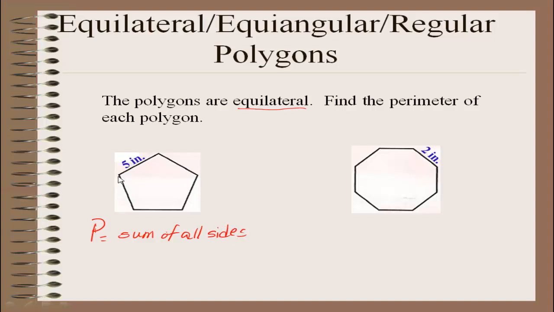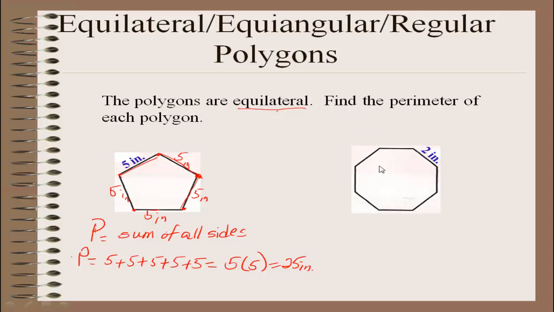Okay, so if this side is 5 inches from here to here, and I know it's equilateral, that means it's 5 inches from here to here, and from here to here it's 5, and so on. So each side is 5 inches. And since the perimeter is the sum of all sides, I can say that perimeter is equal to 5 plus 5 plus 5 plus 5 plus 5, which is the same thing as saying 5 times 5, which is 25 inches. That's my perimeter.